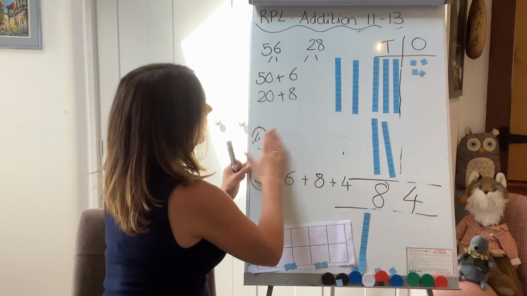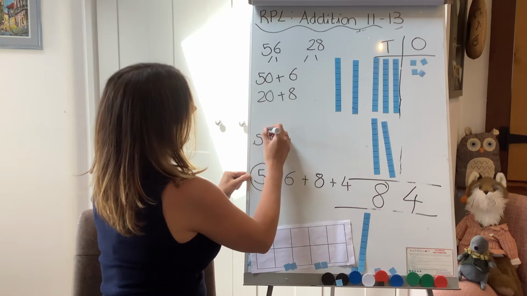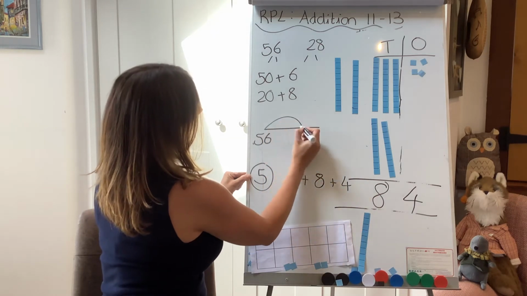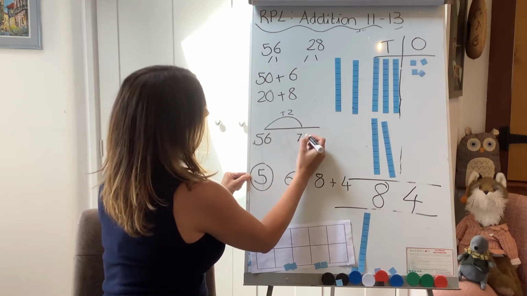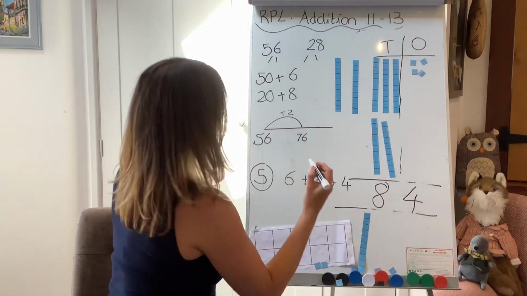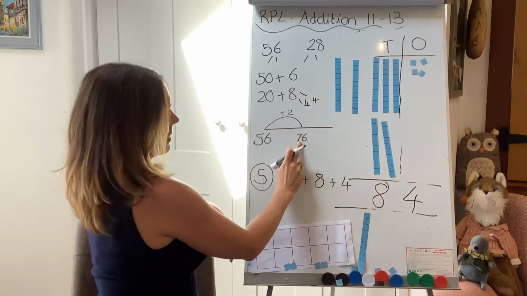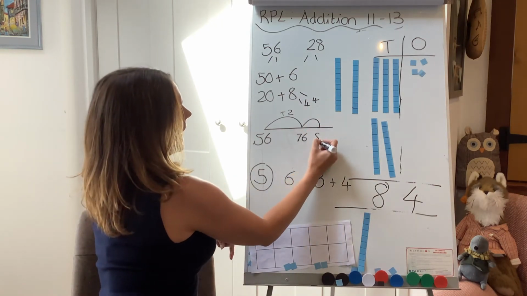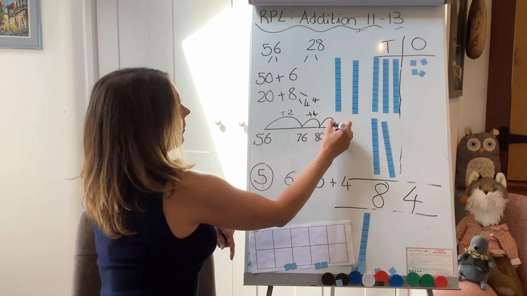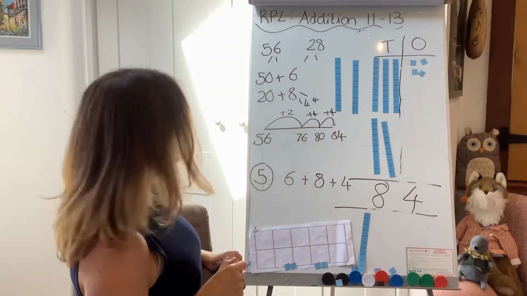We can also see this on a number line. 56 add 28. I can add on 20, would take me to 76, and then split the 8 into 4 and 4, because I'm going to find a number to get me up to 80, and then I've got 4 left over to add, which would take me to 84.